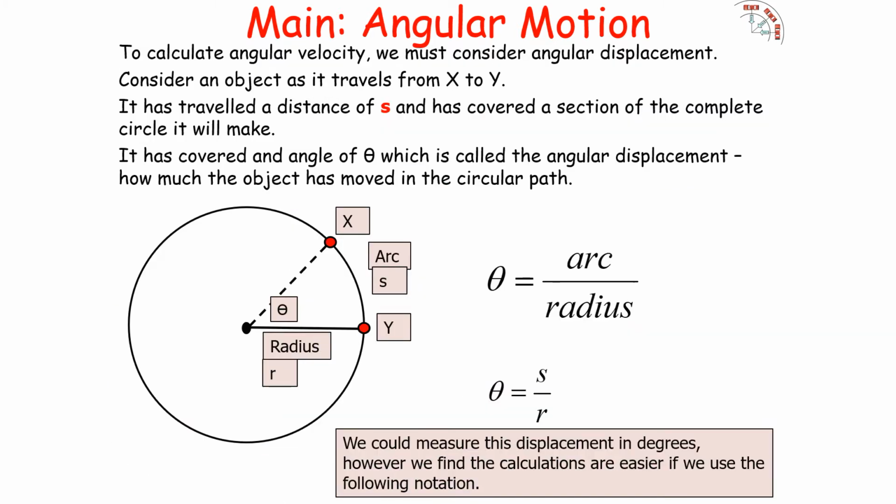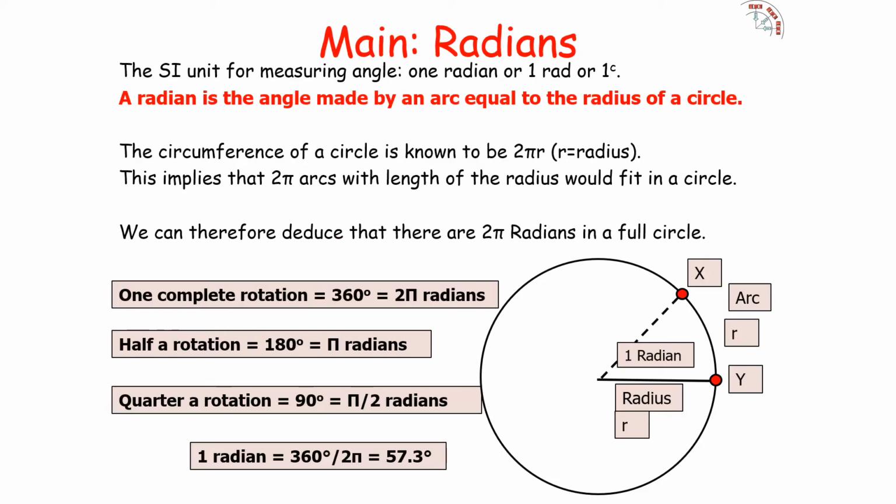So to calculate the angular velocity, we've got to consider angular displacement. When we are doing our work, we've got to have a change in angle. To do this, we work in radians, the SI unit for measuring an angle. A radian is the angle made by an arc equal to the radius of a circle. The circumference of a circle is 2 pi r, where r is the radius, so 2 pi arcs with the length of the radius would fit in the circle. We can deduce that there are 2 pi radians in a full circle.